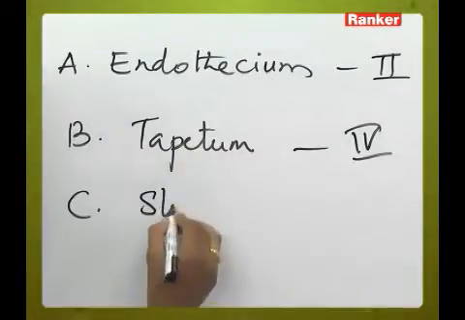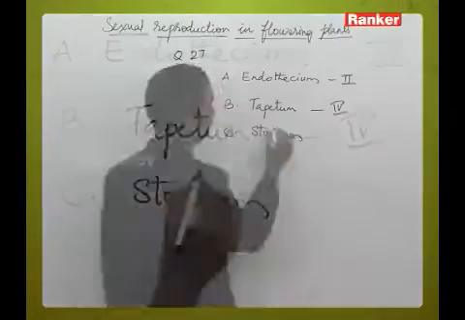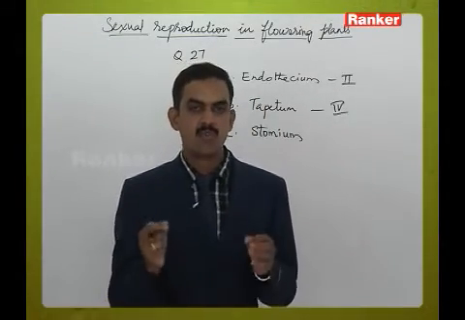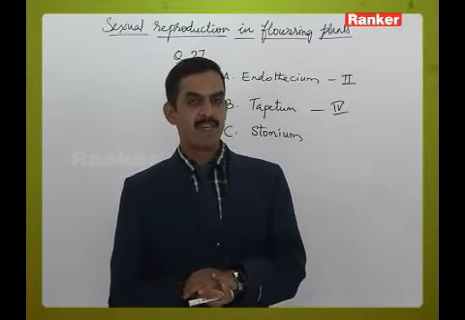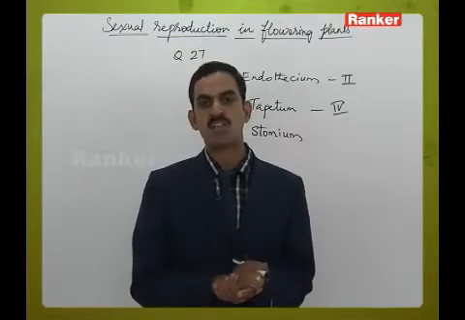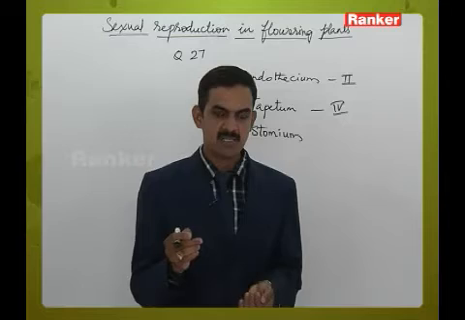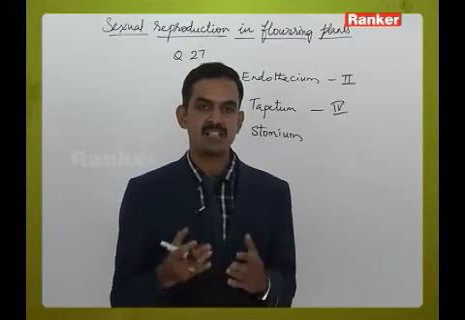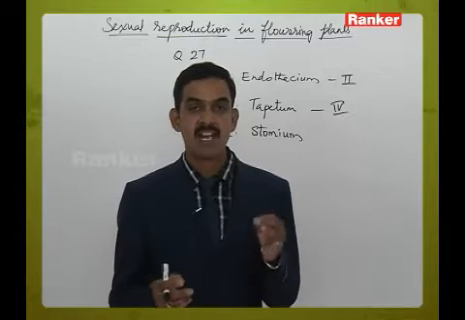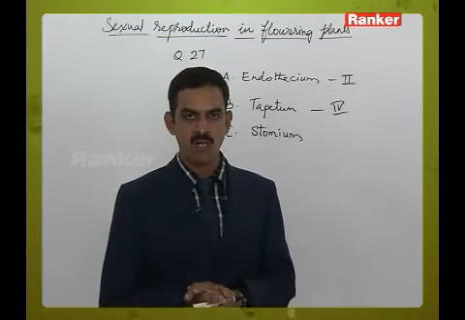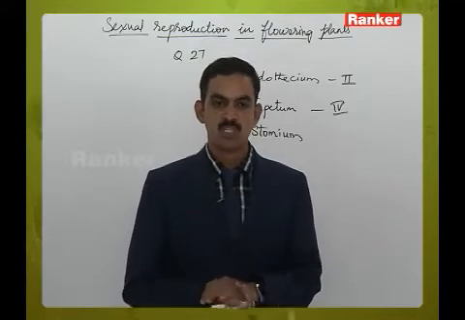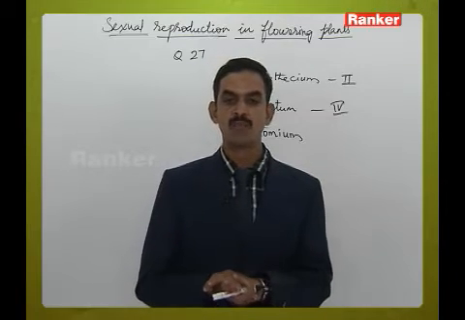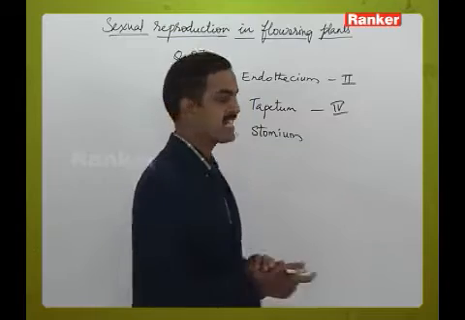C. Stomium. Here in the anther wall, the outermost layer is epidermis, and the epidermal cells present between two pollen sacs are large in size and contain a thin cell wall. Those thin-walled, large cells are called stomium cells, which help in dehiscence of the anther wall when the anther matures. So from the given options, stomium is related to 1, that is present between the pollen sacs.